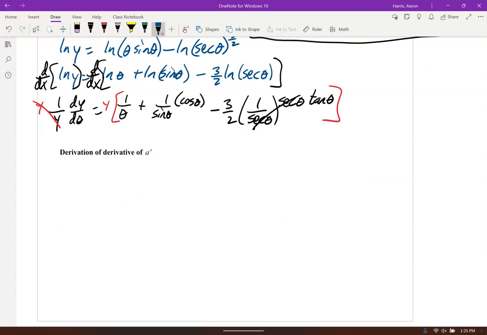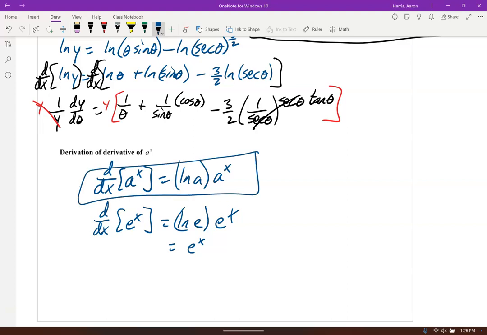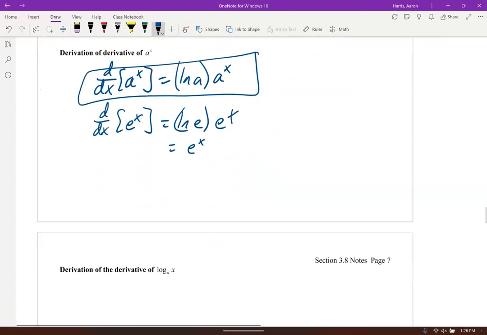All right, the derivative of a to the x, as we've mentioned, is the natural log of a times a to the x, right? Natural log of a times a to the x, which is why, when we had the derivative of e to the x, it just followed this rule. It's the ln of e times e to the x. Well, the ln of e is 1. So the derivative of e to the x, of course, ended up being e to the x, right? We're going to do it for all cases.